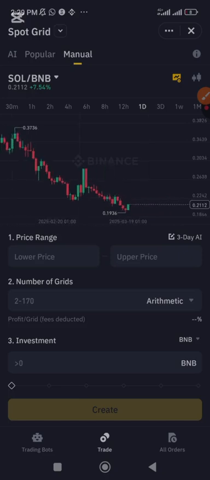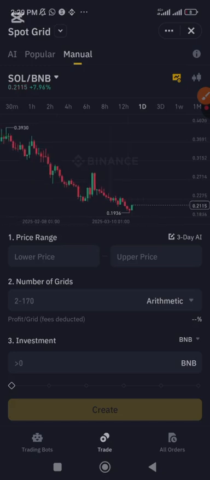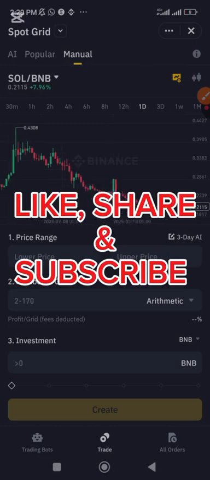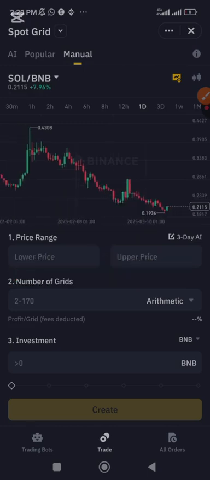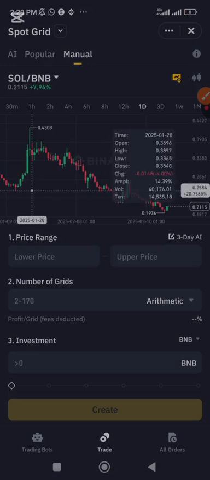If you check the time frame, I'm using the daily time frame. That means each candlestick represents 1 day. So under this daily time frame, you see that over the past how many months now, the lowest this pair has gone is 0.1936, just like I said in the voice note, and the highest it has gone is 0.43.